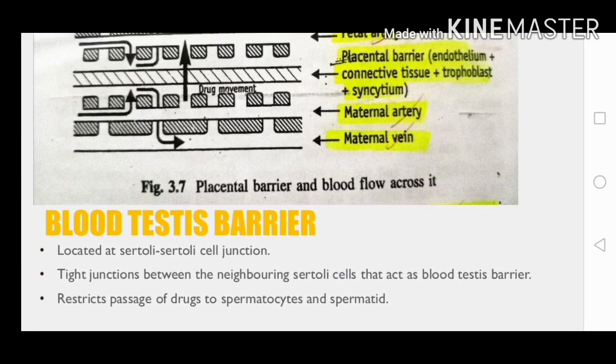The last is the blood testis barrier. This barrier is located in the Sertoli-Sertoli cell junctions in the testes. Tight junctions between the neighboring Sertoli cells act as the blood testis barrier, which restricts the passage of drugs to spermatocytes and spermatids.